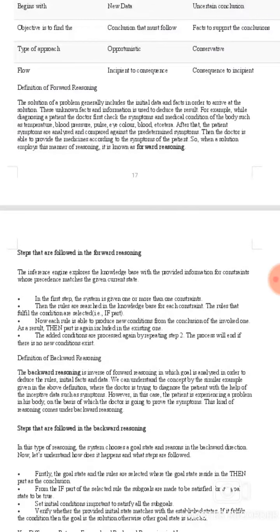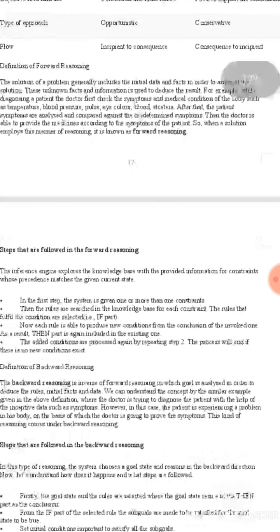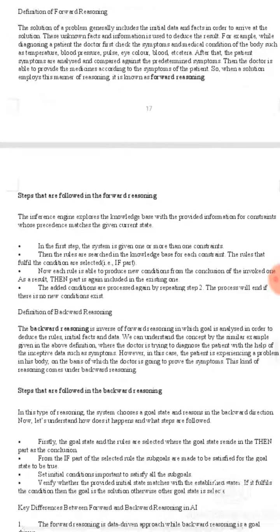Steps that are followed in forward reasoning: the inference engine explores the knowledge base with the provided information for constraints whose precedence matches the given current state. In the first step, the system is given one or more constraints. Then the rules are searched in the knowledge base for each constraint. The rules that fulfill the condition are selected.